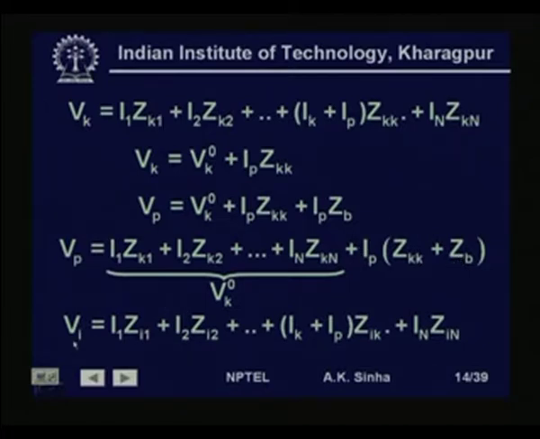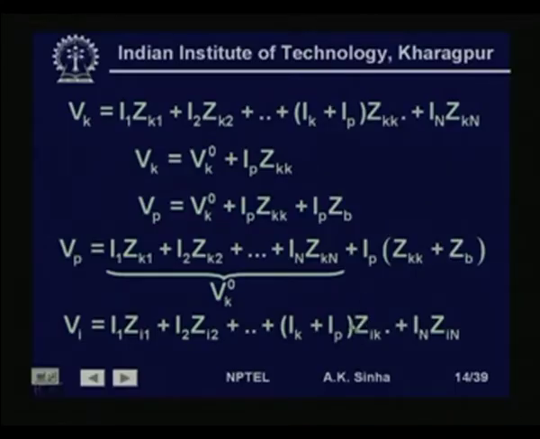Similarly, we can write down the voltage at any other bus i as I1 into Zi1 plus I2 into Zi2 plus up to, now the current at kth bus is Ik plus Ip. So, Ik plus Ip into Zik plus up to In Zin. Okay. So, this is the way we can write down the voltage at any other bus.